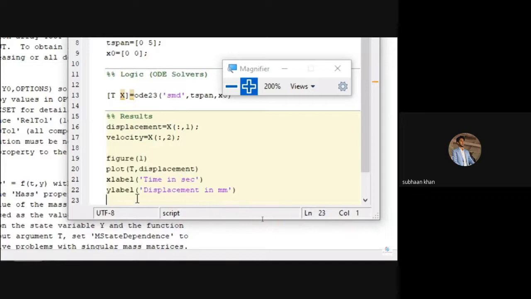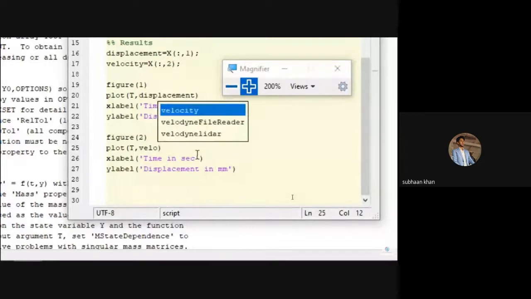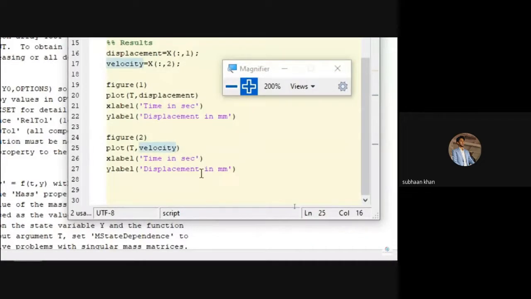Let me do it for another figure, that is the second figure. And here in Y label, I'll write velocity, velocity here in mm per second.